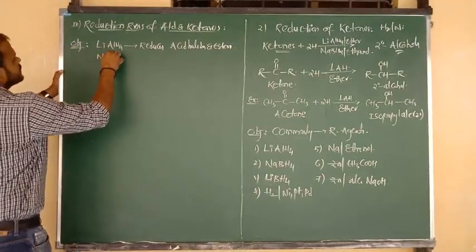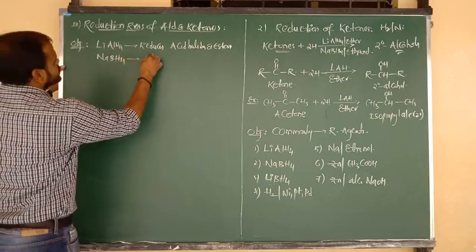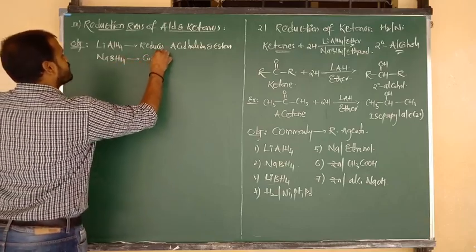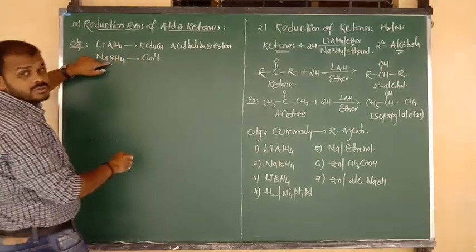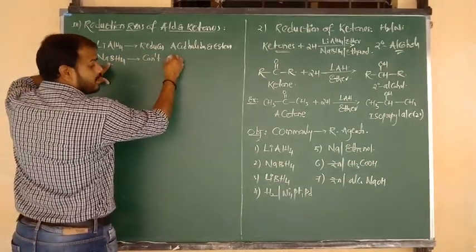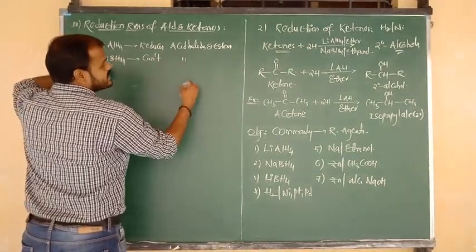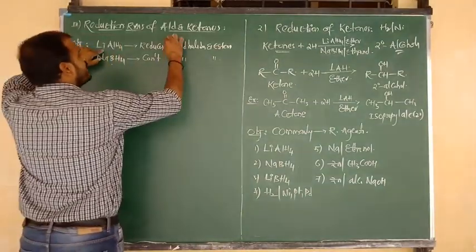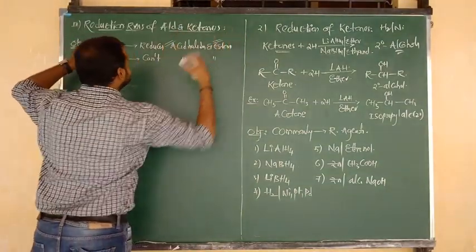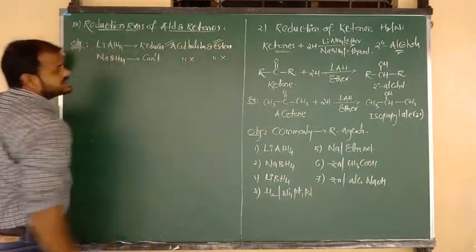Next one is sodium borohydride. Remember carefully, very very important: it can reduce only aldehydes and ketones, but it cannot reduce carboxylic acids. We can also say that it cannot reduce acid halides and it cannot reduce esters. Lithium aluminium hydride can reduce the acid halides and esters, but sodium borohydride cannot reduce the acid halides and esters.